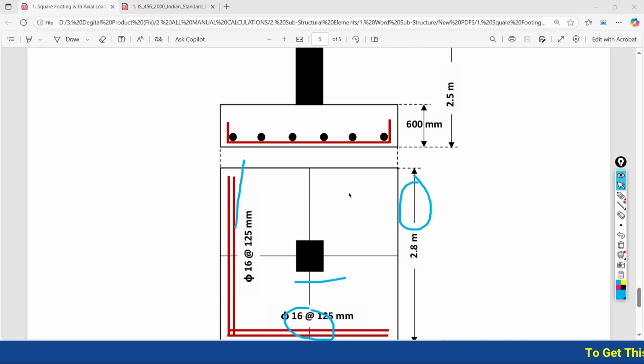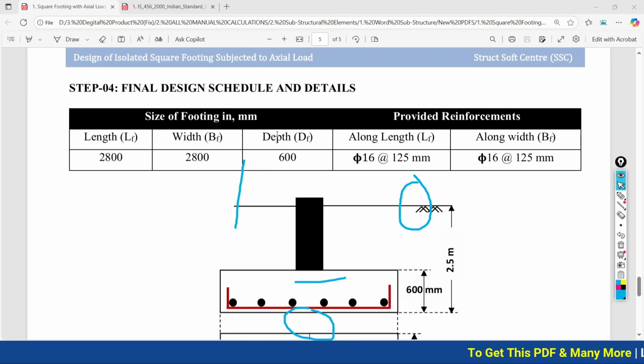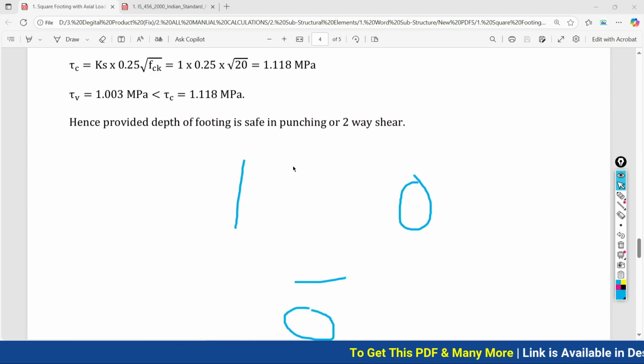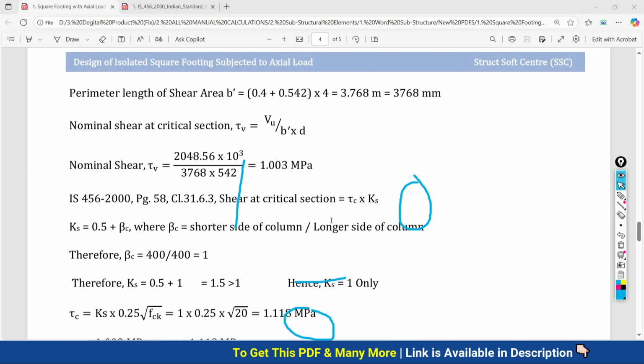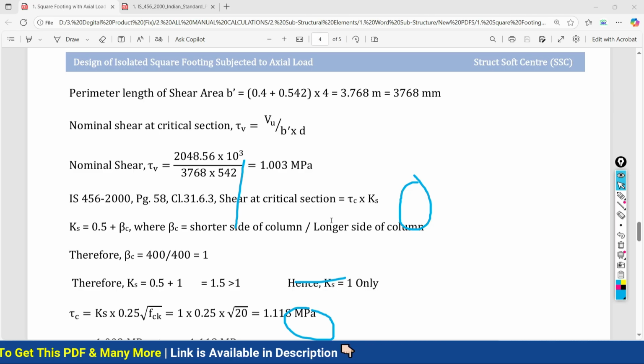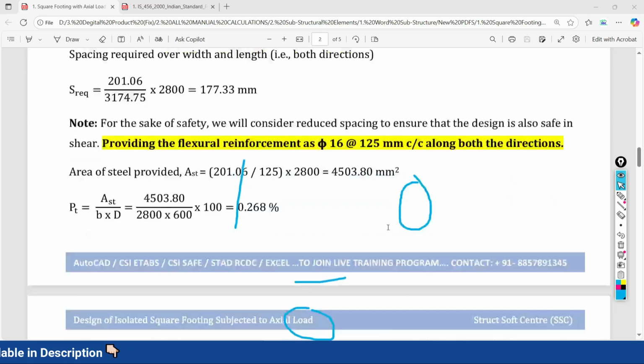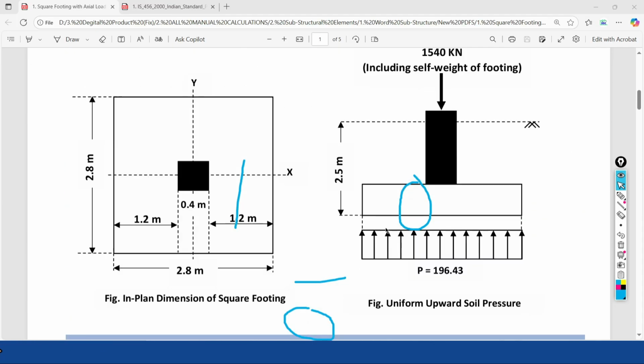So it is the square footing, this is the detailing, this is the scheduling, and above we have discussed all the steps for the designing of this square footing when it is going to be subjected to axial load only. So I hope that you all understood step by step the complete calculation.